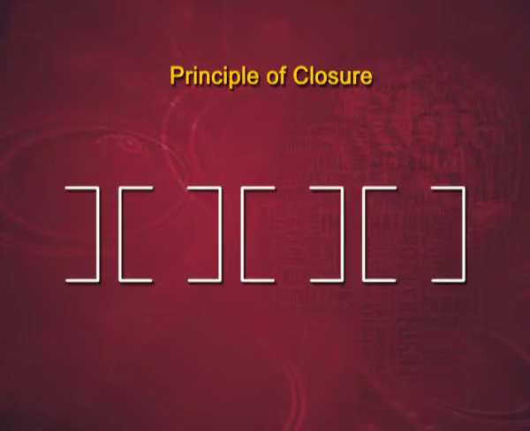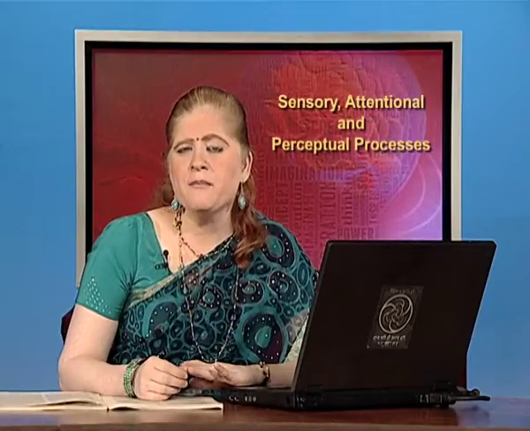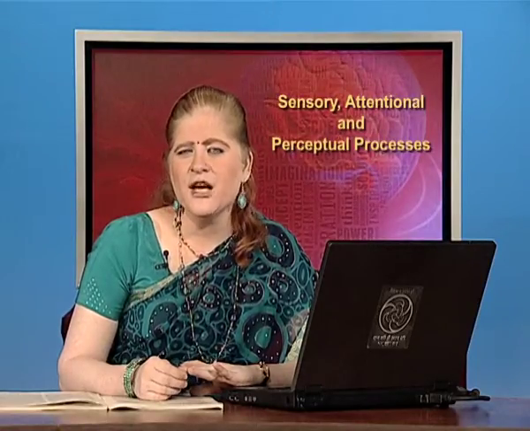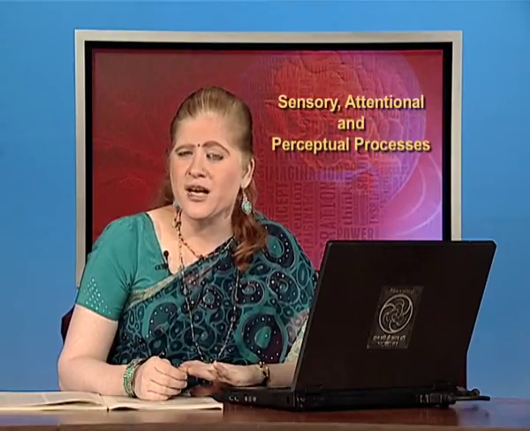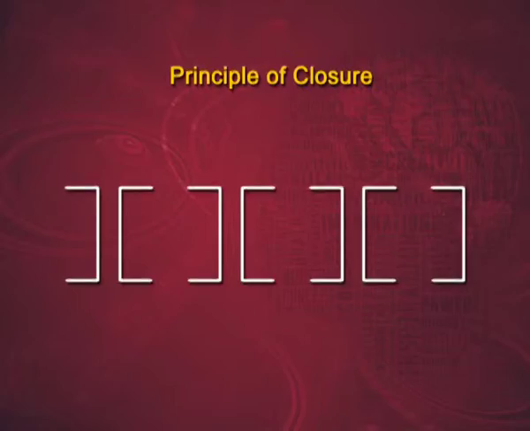The principle of closure implies that the human brain has a natural tendency to look at closed objects, objects that make figures instantly. Here, there are 7 brackets on your screen. What do you see?